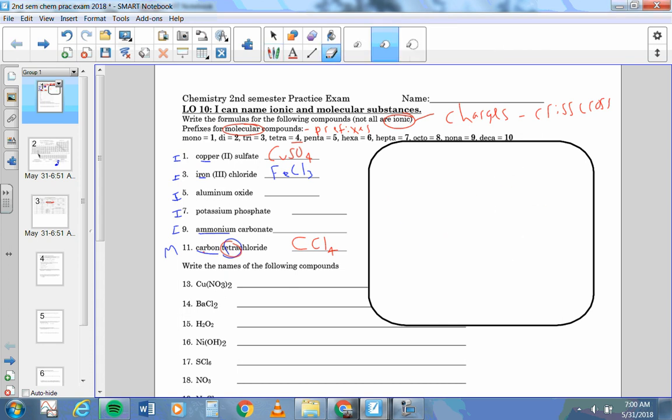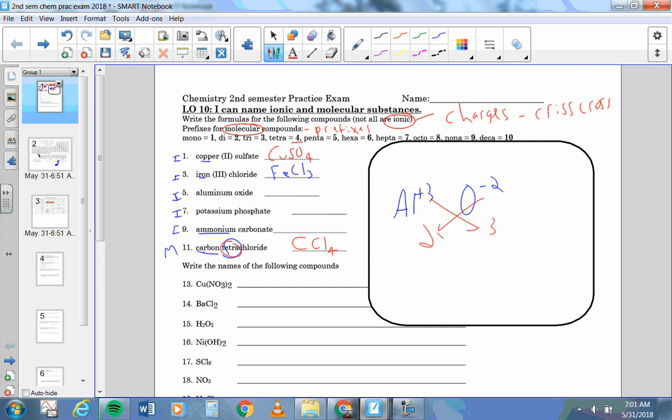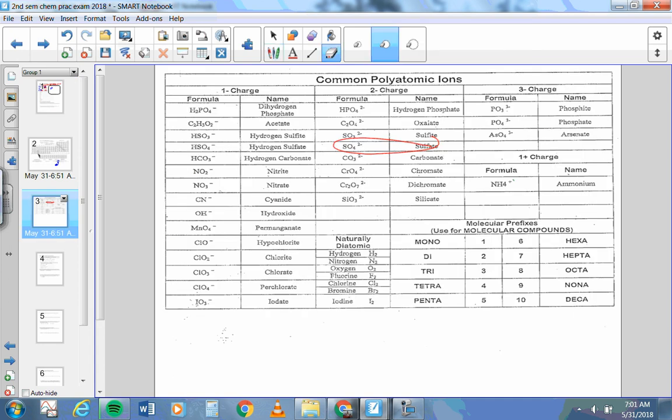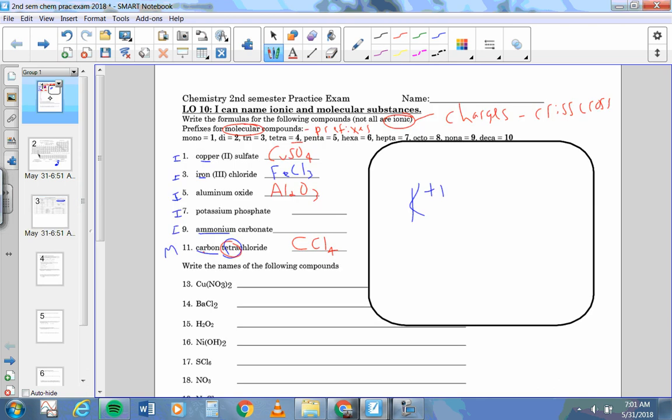Aluminum oxide. Aluminum always makes +3. It's in that column. Oxygen only -2s. It's going to take 3 of these and 2 of these. Al2O3. Potassium phosphate. Potassium's in a column with a K +1. Phosphate I find back here. Search. There it is. PO4 with a -3. It means it's going to take only one of these, but 3 of these.